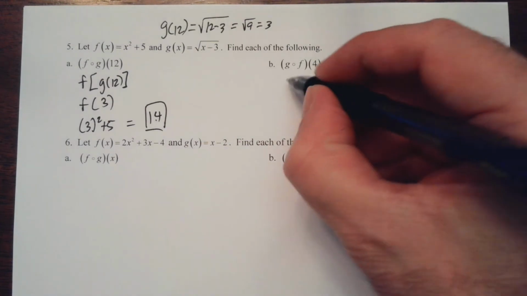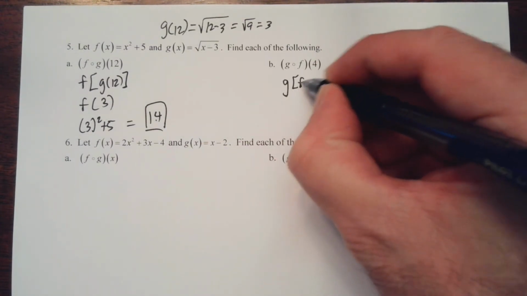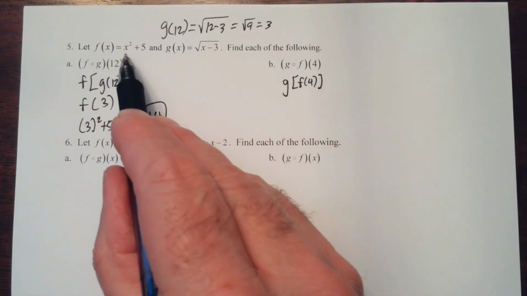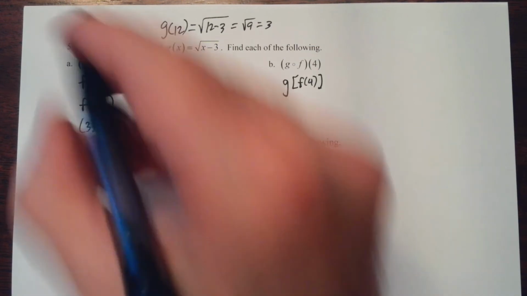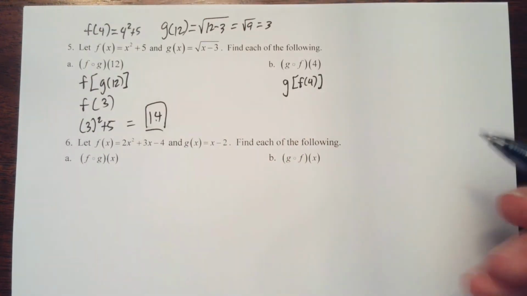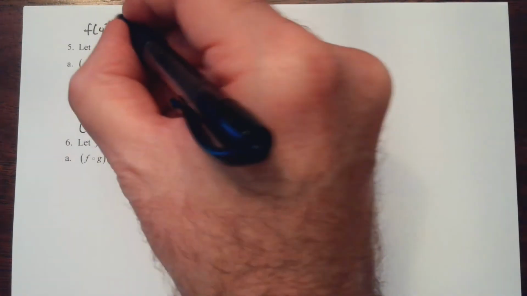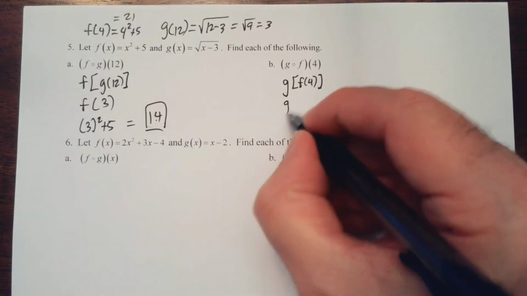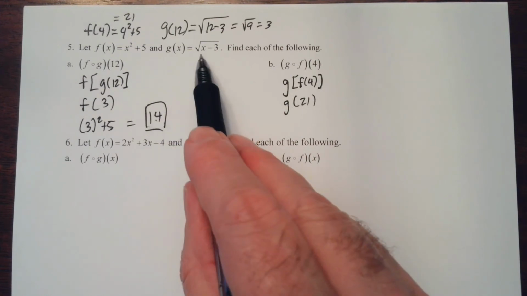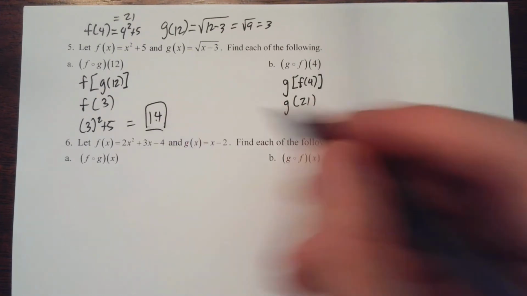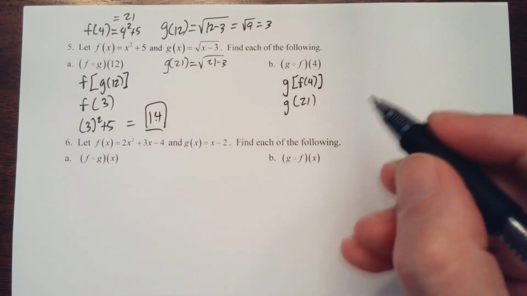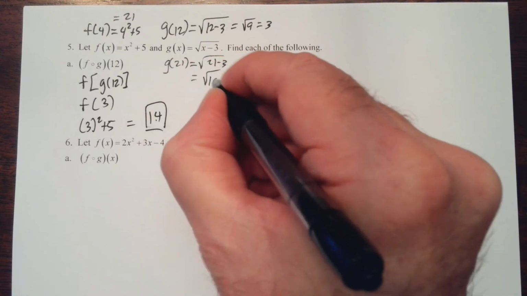All right, so here we have g of f of 4. And we know f of 4, well, we just plug it in here. It's going to be 4 squared. Let's see, f of 4 is 4 squared plus 5. And that's 16 plus 5, which is 21. So this becomes g of 21. Now notice with the g function, we're going to plug in 21 right here. So g of 21 is the square root of 21 minus 3, and we get the square root of 18.